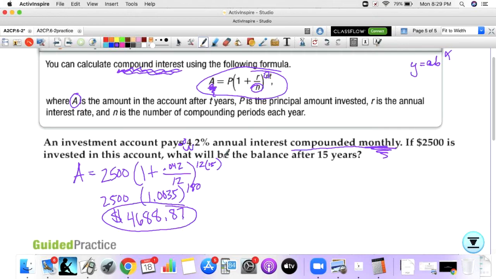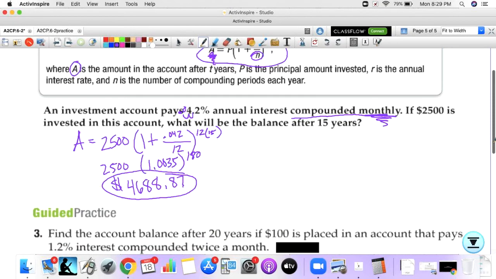So if you think about that, right, maybe you get some birthday money for lots and lots of years, or maybe you sell something and you make some money, okay? If you invested that in this account and you just didn't touch it, you just let it sit there, in 15 years, you're going to have $4,688.87 instead of $2,500.